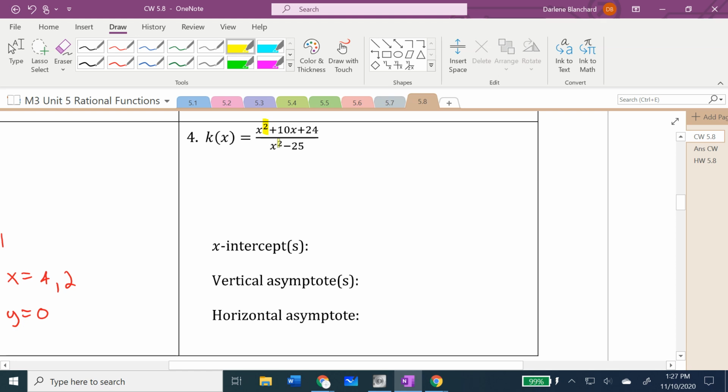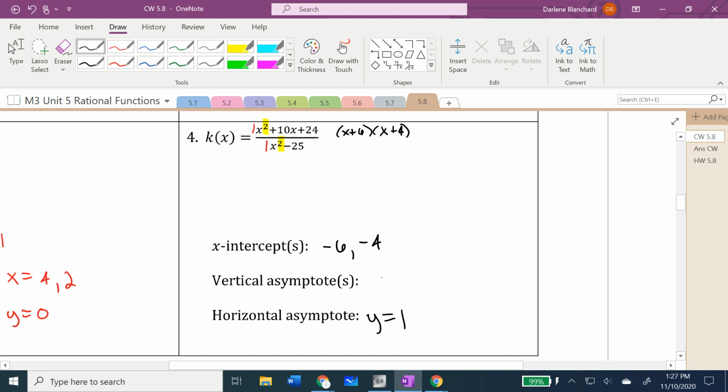The degree of the numerator and the degree of the denominator, are they the same? There you go. You got it. So that means it's the leading coefficients. Since I don't see any, that means 1 over 1. I have a horizontal asymptote of y equals 1. My x-intercepts are found by factoring the numerator and setting it equal to 0. And that's going to be 6 times 4. Yep, you got it. So -6, -4.